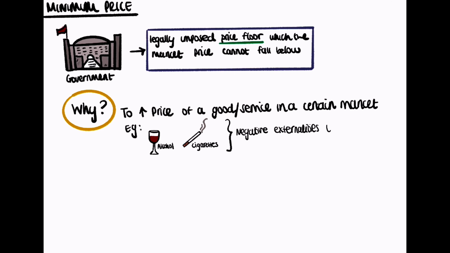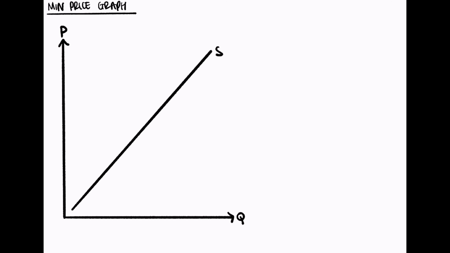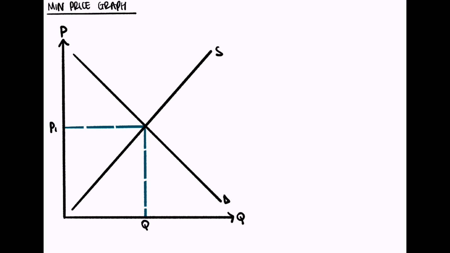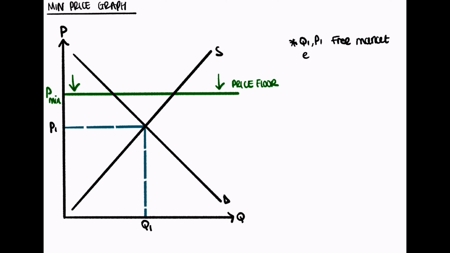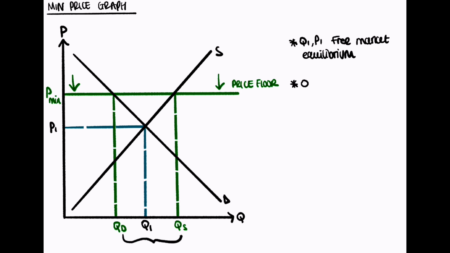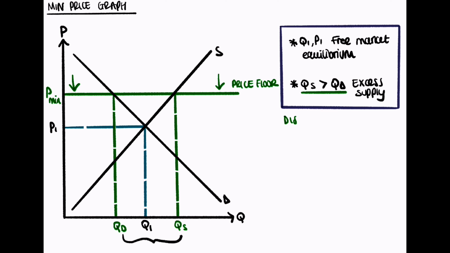In order for the minimum price to be effective in increasing prices, it needs to be placed above the market equilibrium. The price set by suppliers in this market can no longer fall below the price floor. What we can observe is that quantity supplied exceeds quantity demanded, and there is a market surplus. This makes sense, as a minimum price on alcohol, for example, would make it more expensive and consumers would demand less.